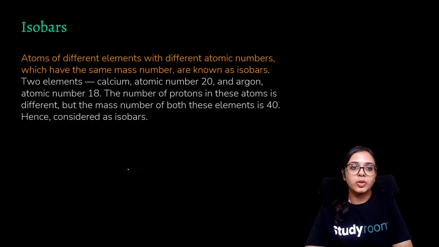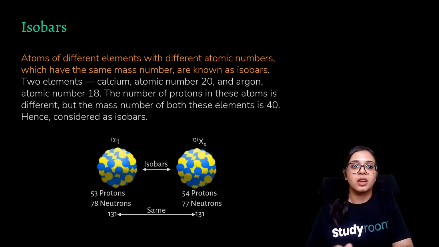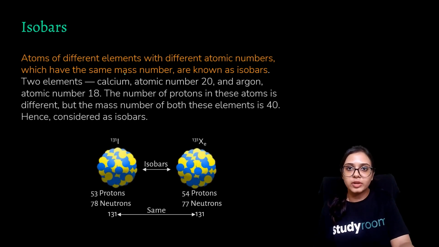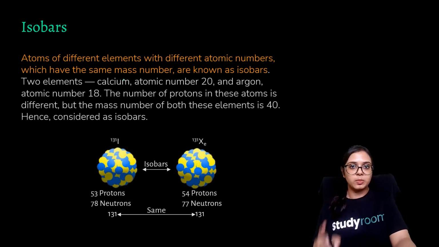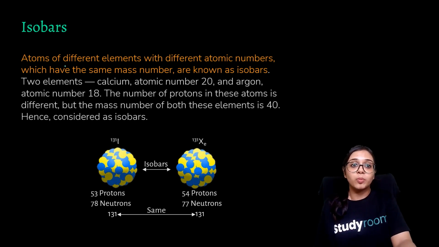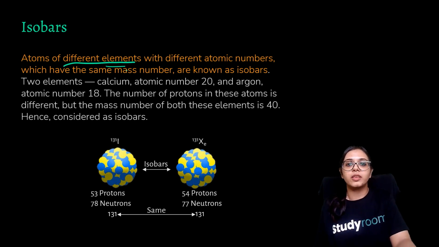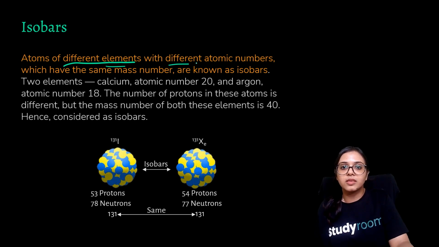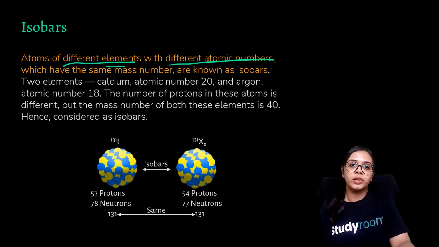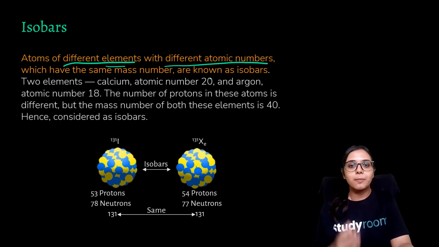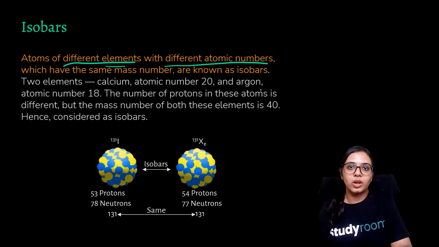Isobars. We've learned about isotopes, but what about isobars? Isobars are atoms of different elements. Isotopes were of the similar elements. Isobars are atoms of different elements with different atomic numbers. Since they are different elements, the atomic numbers would be different. So different elements with different atomic numbers which have the same mass number are known as isobars.